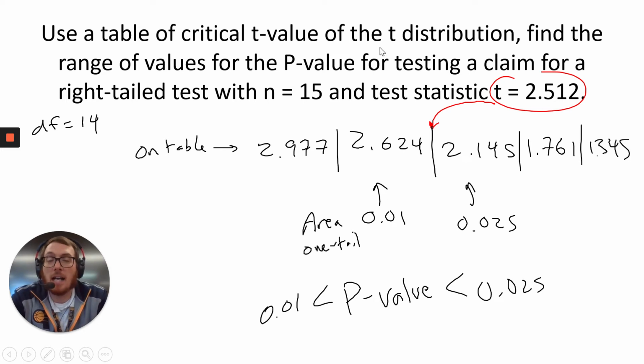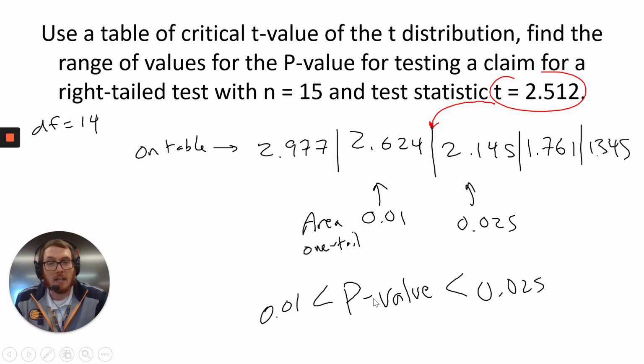Then you go to the very top or the bottom of the table, probably the top. And since this is a right-sided test, that's an area of one tail. If it said left or right-sided, that's one tail. If it said two-sided, that would be an area of two tails. So you go to the top and you see that this number would have corresponded to an area of 0.01, and this one would have corresponded to an area of 0.025. So I don't know what the p-value is, but I know my p-value is between 0.01 and 0.025.